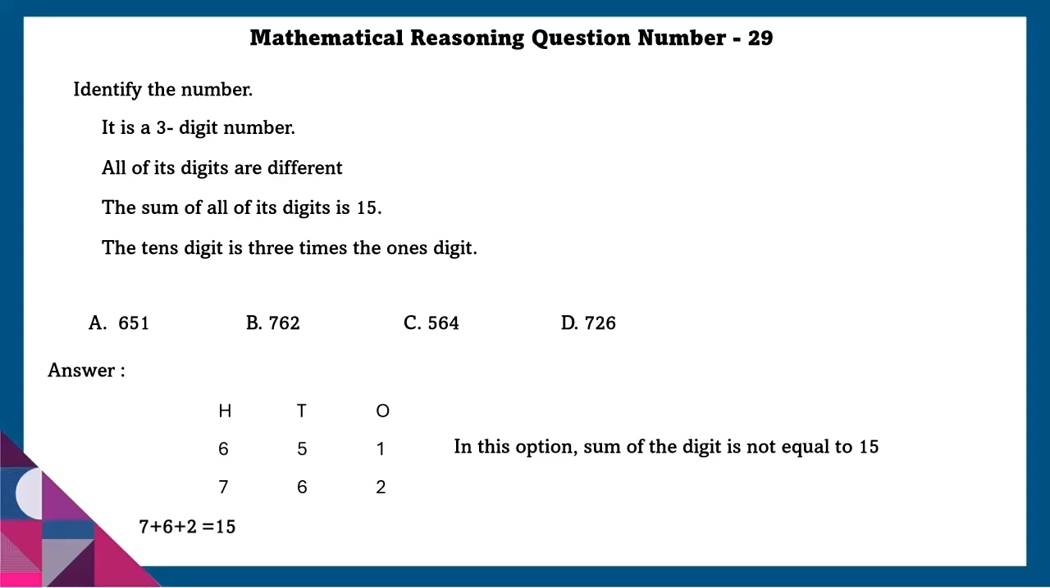The 10th digit is 3 times than the 1st digit. 3 times 2 is equal to 6. Yes, this B option satisfies all the 4 conditions. So the answer is the B option.